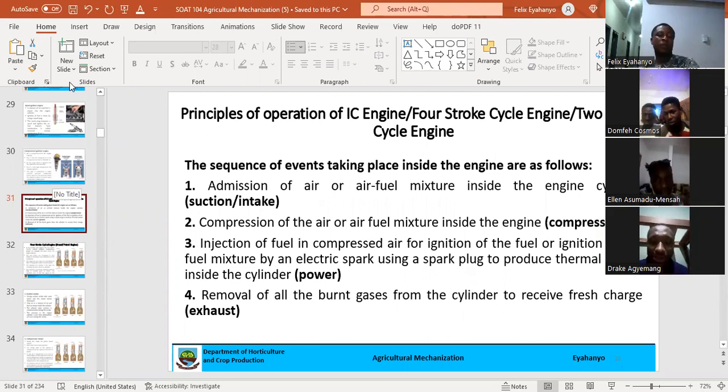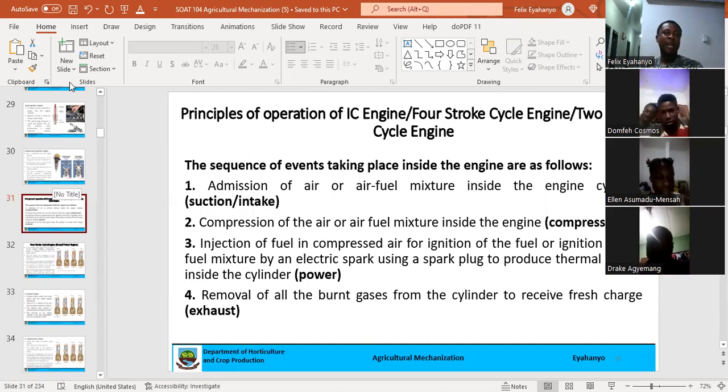So we are talking of the principles of operation of internal combustion engines, both for 4-stroke and 2-stroke. There's a sequence that goes on. We have suction, which is also intake, then compression. When you look at suction, you're looking at admission of air when you're dealing with diesel engines, or an air-fuel mixture when you're dealing with petrol engines.